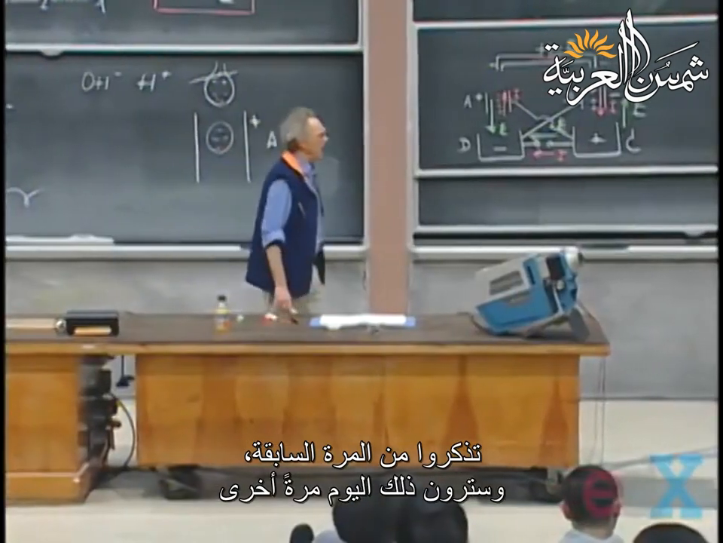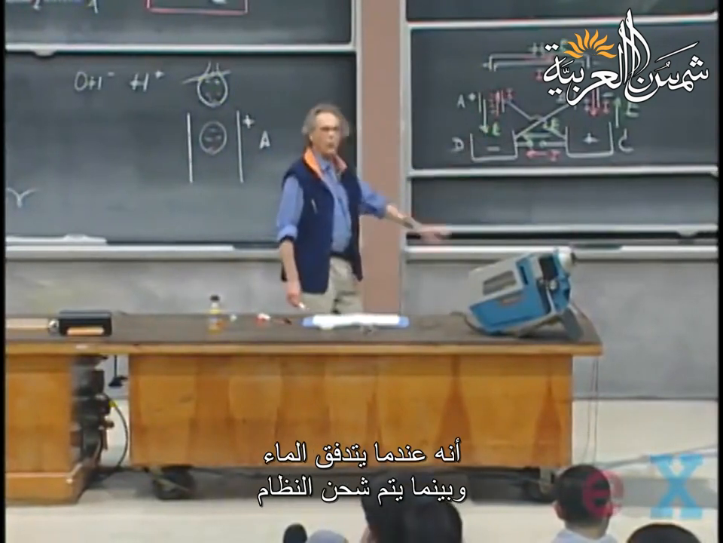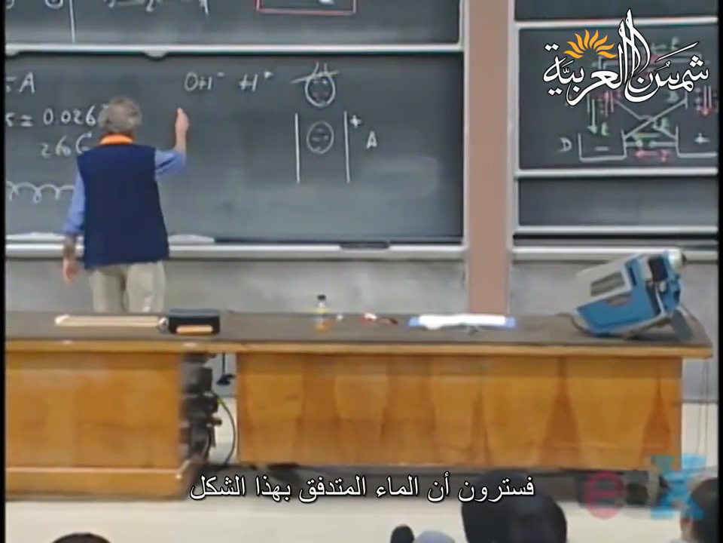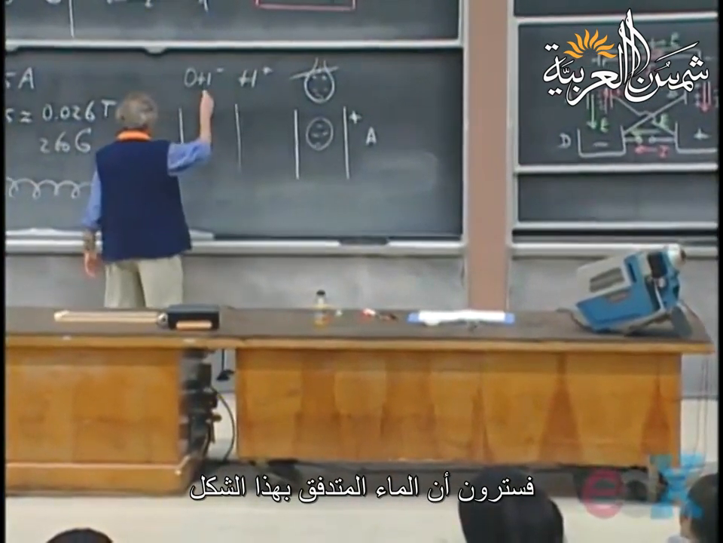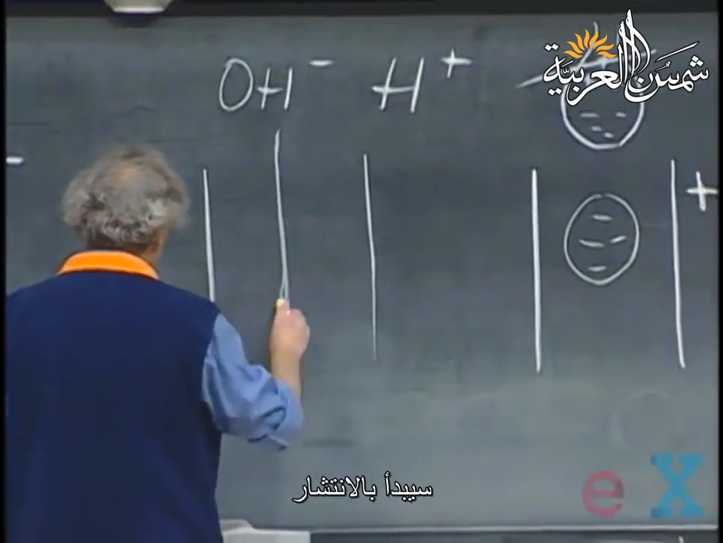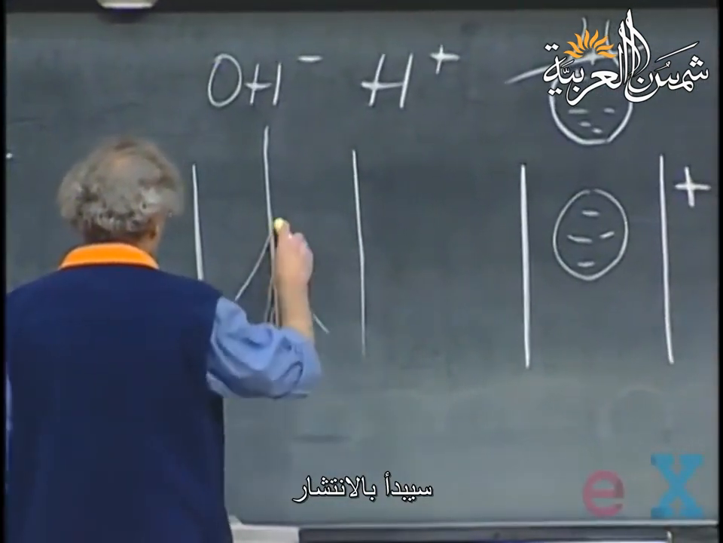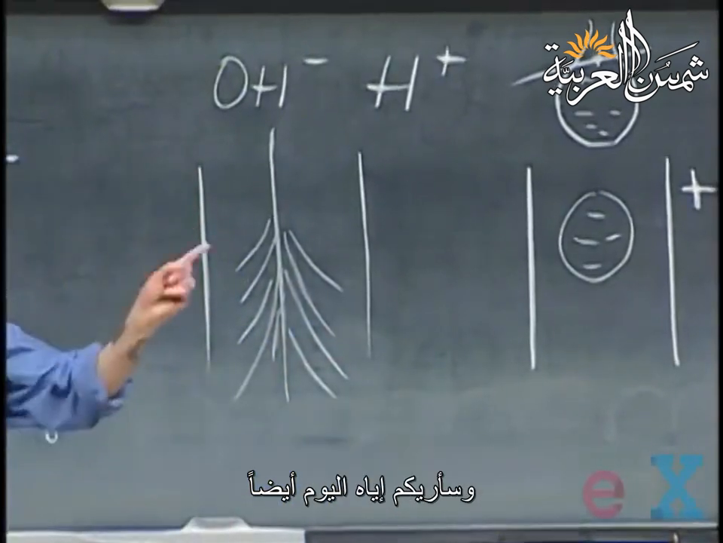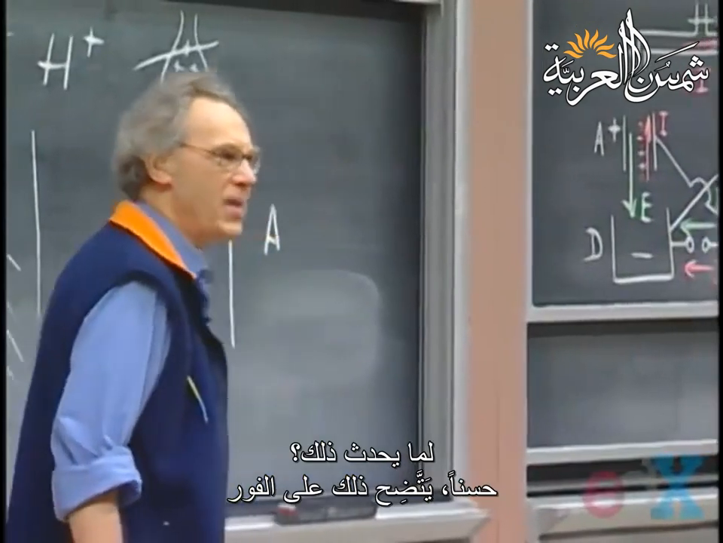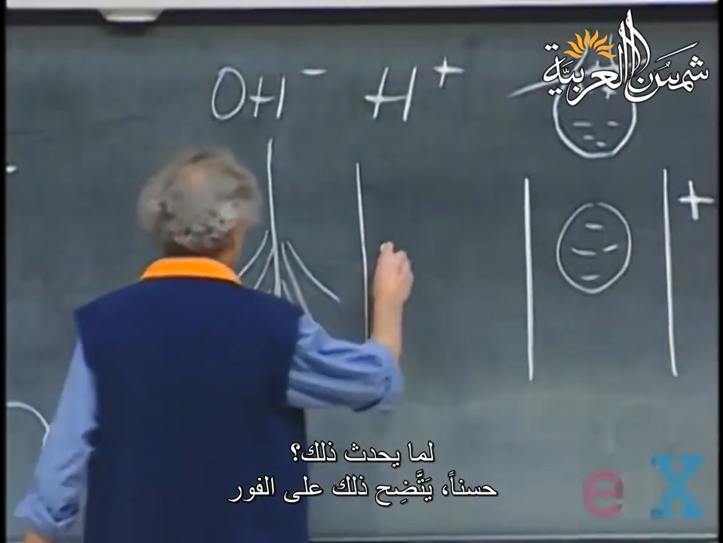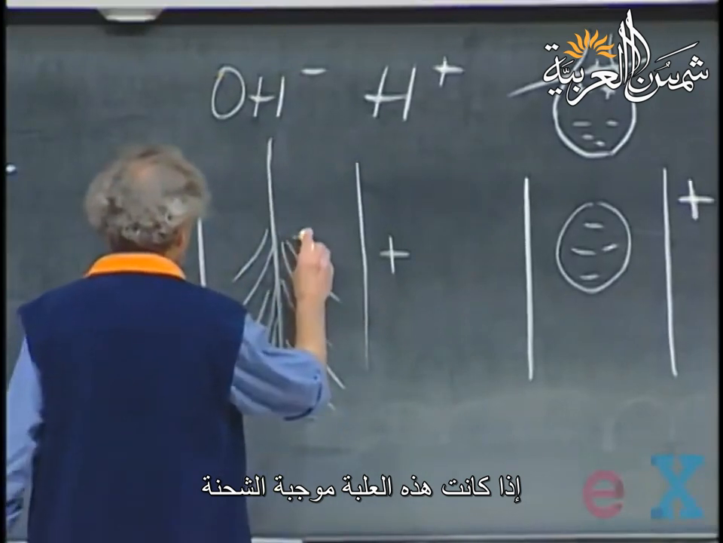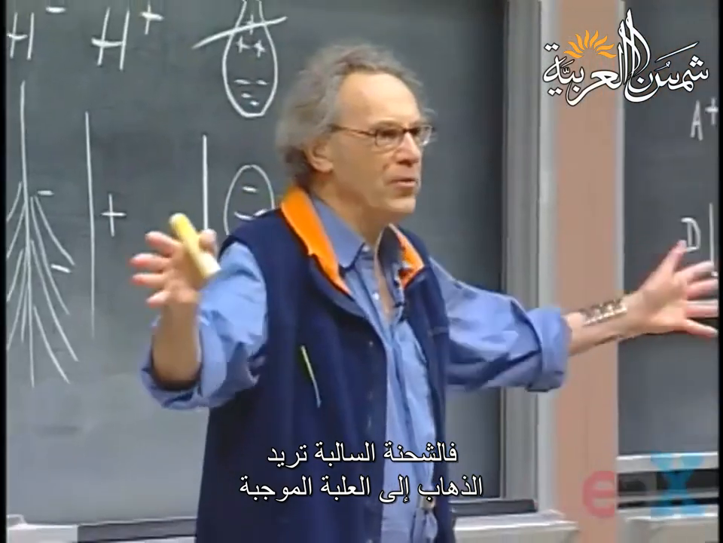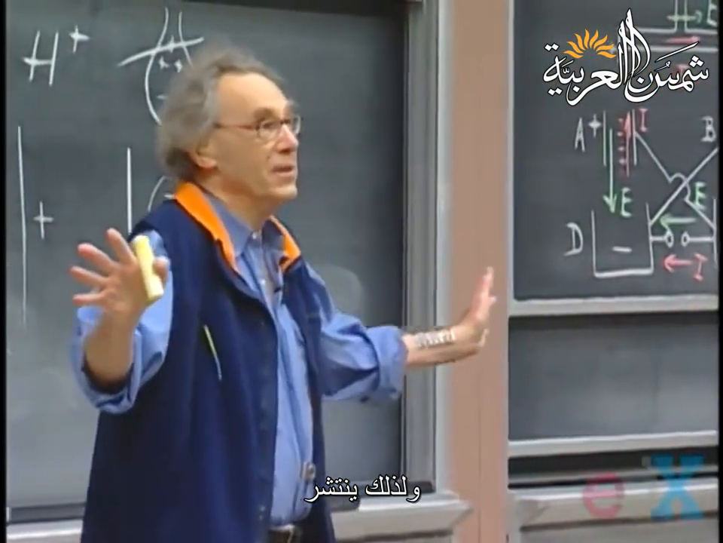Remember last time, and you will see that again today, that as the water goes through and as the system charges up, you begin to see that the water, which starts running like so, begins to spread out. It fans out. You could hear it by a change in the sound, but you can also see it, and I'll make you see it again today. Why is that? Well, that's immediately obvious. If this can is positively charged, but if the water is negatively charged, the negative charge wants to go to the positive can, and so it spreads out.